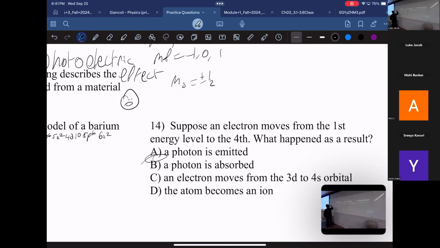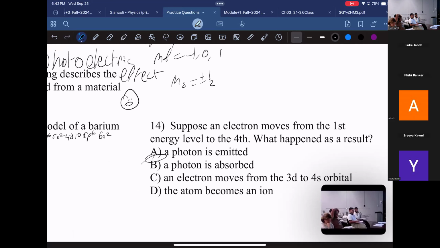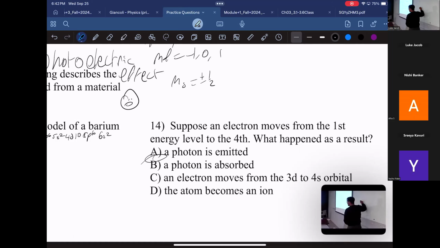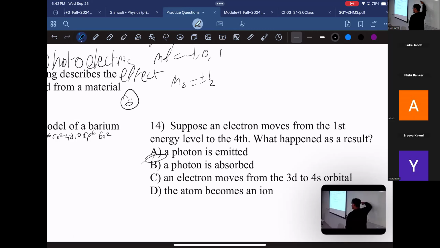I keep showing this kinetic thing, right? If a ball is dropping, this is potential energy, and when it drops, it becomes kinetic energy. If you want to pick the ball up, it takes energy, right? Same thing with electrons. When an electron drops from a high energy level to a low one, it releases energy. But when it goes from a low energy level to a high one, it absorbs energy. So yes, B, a photon is absorbed. All right.